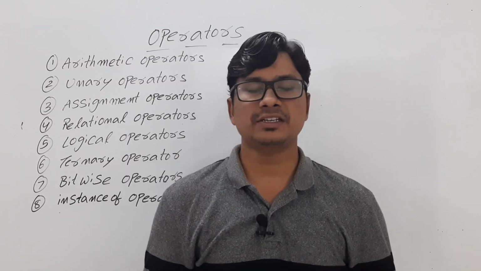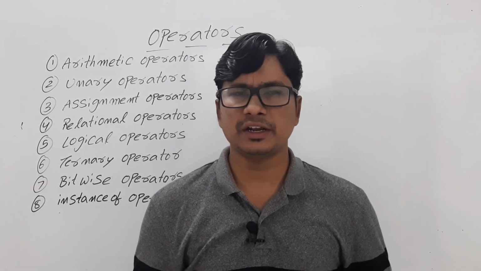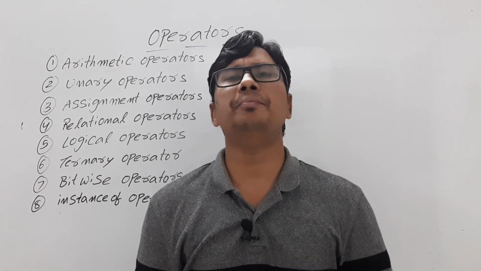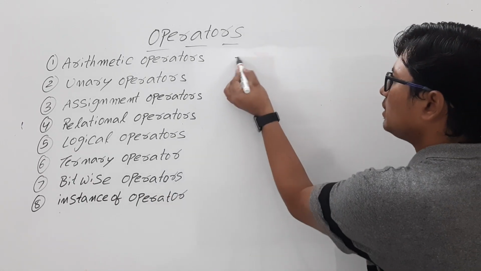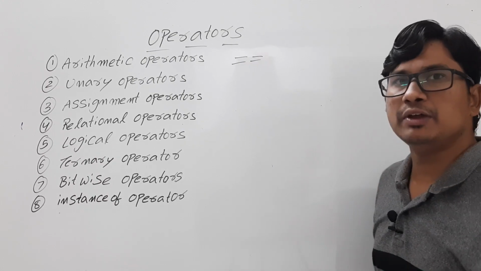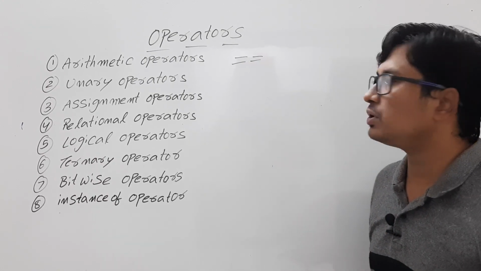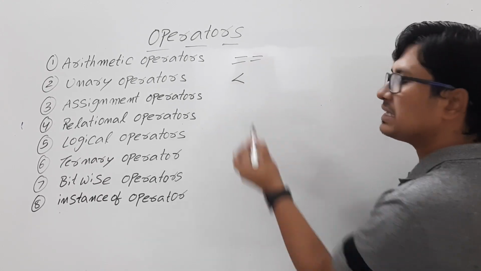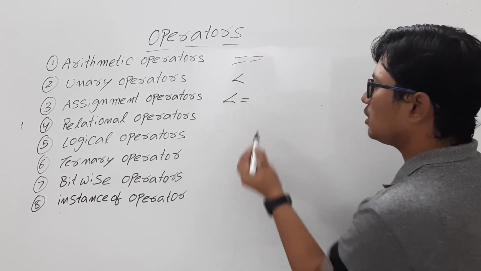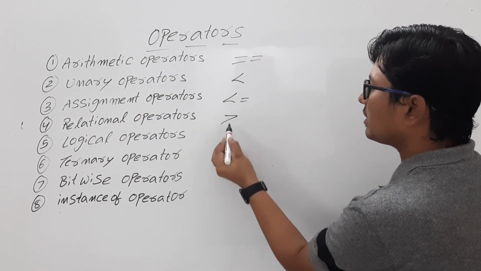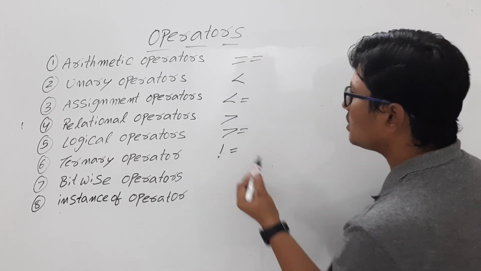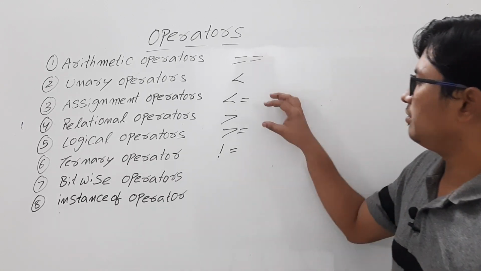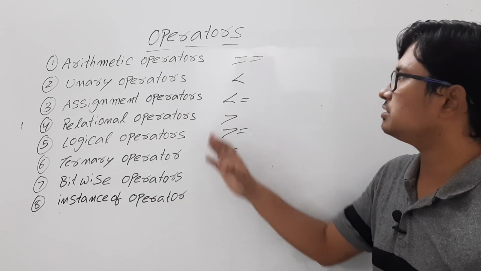Now let me discuss relational operators. The relational operators are used to compare two values. Like we have equal, which is used to compare whether the two variables are equal or not, and you have less than, less than or equal, greater than, greater than or equal, and not equal. So these are the 6 different relational operators Java supports.